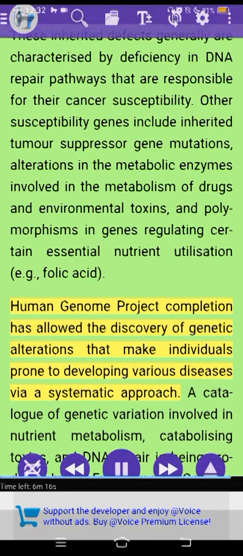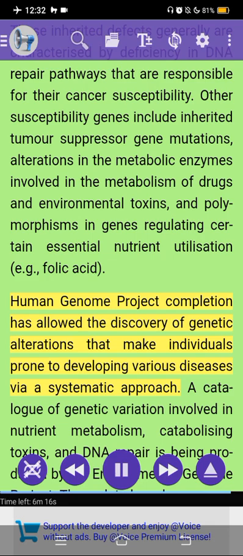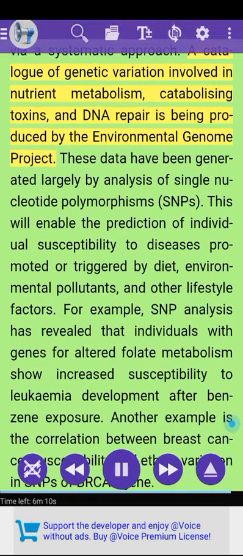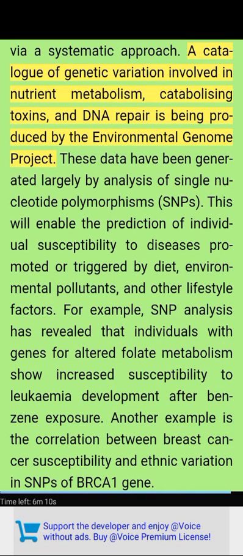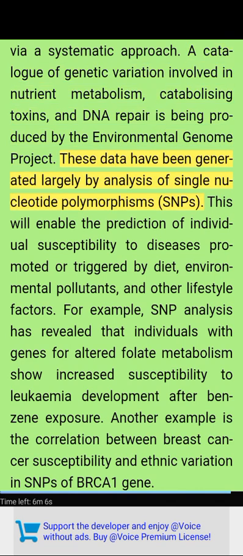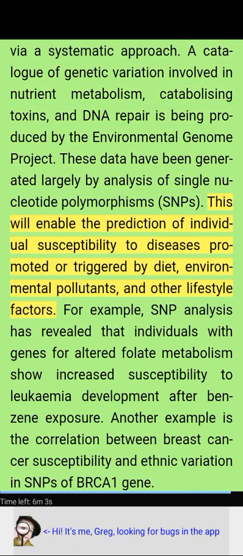Human Genome Project completion has allowed the discovery of genetic alterations that make individuals prone to developing various diseases via a systematic approach. A catalog of genetic variation involved in nutrient metabolism, catabolizing toxins, and DNA repair is being produced by the Environmental Genome Project. These data have been generated largely by analysis of single nucleotide polymorphisms (SNPs).